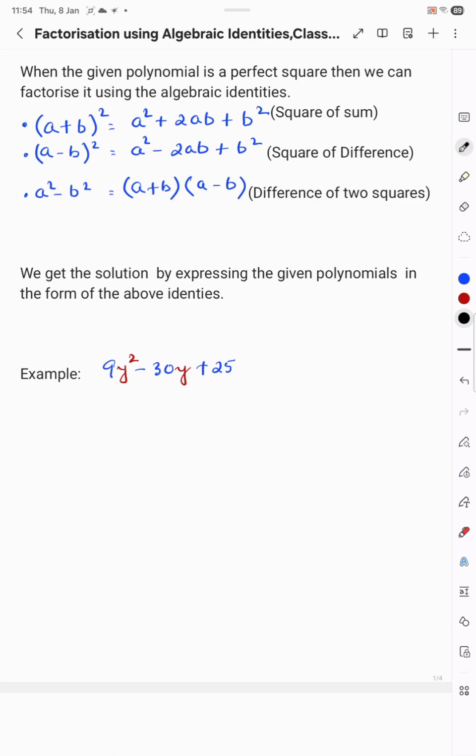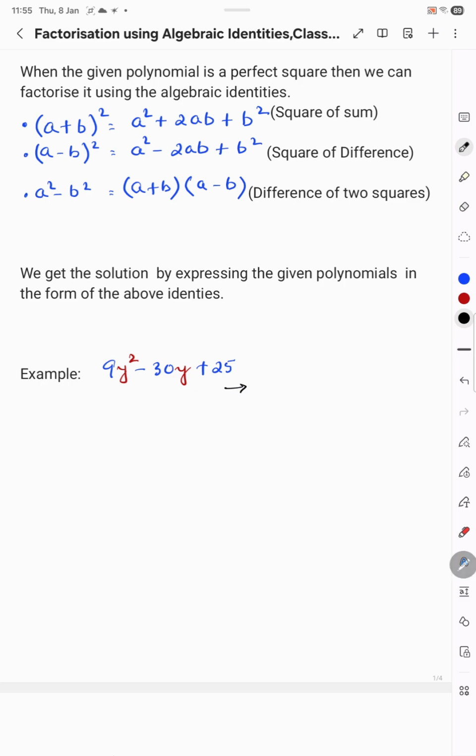of the above identities. Now we have these three identities: (a plus b) whole square, (a minus b) whole square, and a square minus b square. So the given question has to be matched with this format, and once it matches, then we can come to a solution. Let's understand this by a simple example. The first example we have is 9y square minus 30y plus 25.